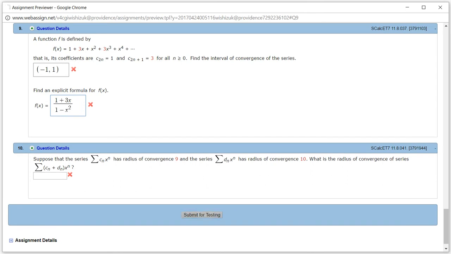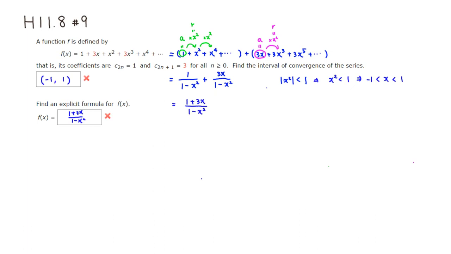Let's submit for testing. Looks like we got both of these correctly. That's it. I hope that this was clear.